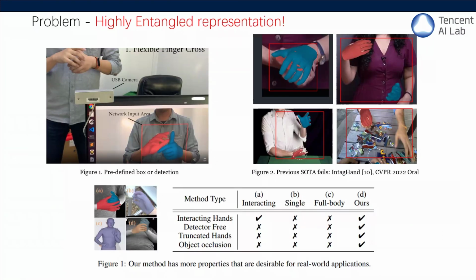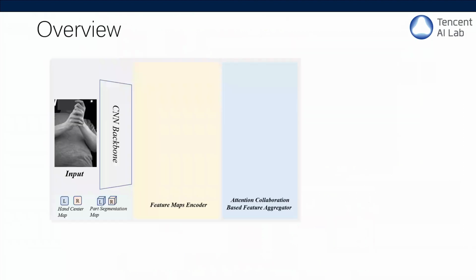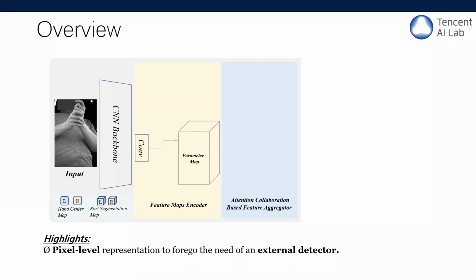Comparing to that method, our arbitrary hands reconstruction method has more desirable properties for real-world applications to handle arbitrary challenging cases. Given a raw image as input without cropping, we completely forego the entangled bounding box level representation and adopt the pixel level representation method. And for each pixel in the feature map, we will regress the MANO parameters and the weak camera parameters.